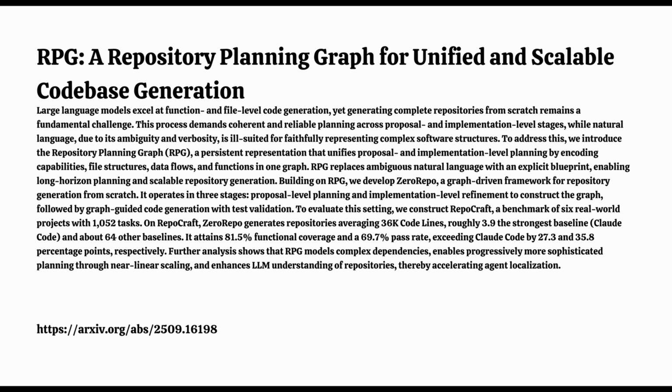Now, how does the ZeroRepo framework actually build this graph? The sources mention 3 stages. Right. It starts with proposal-level construction. This is about figuring out the high-level features. And to make this more stable than just asking the LLM, ZeroRepo grounds this process in a huge external knowledge base, a feature tree ontology with over 1.5 million known software capabilities. Whoa, 1.5 million. How does it avoid getting lost in that? How does it pick the right capabilities for a specific project?